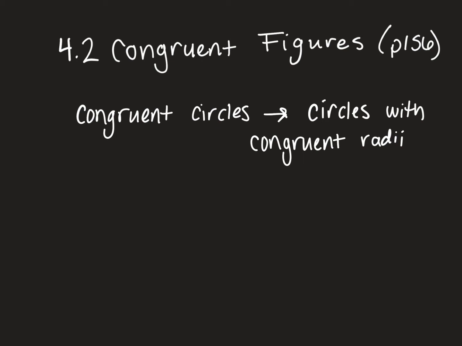Right, so let's just draw an example here. Again, for these two circles to be congruent, that means the distance from the center to here, these two pieces, must be congruent in order for the circles to be congruent.